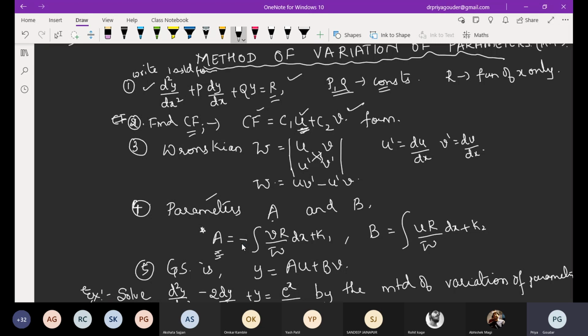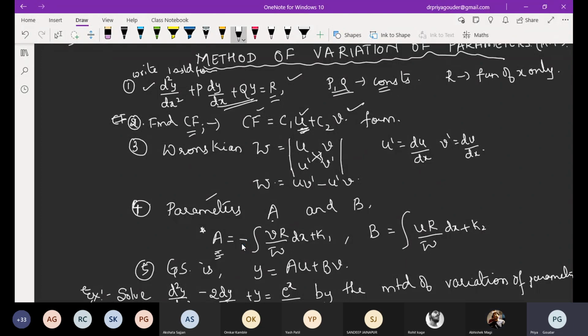So A is minus integration VR upon W dx plus K1, and B value is UR upon W dx plus K2. What is R? How to get R? Just observe here. R is a function of X, which is present on the RHS part. That R should be taken.